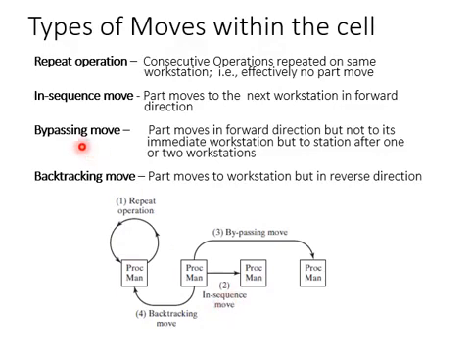The third type of movement is the bypassing move. Here the part moves in the forward direction but not to its immediate workstation, but to the station after one or two workstations. So we can see it is bypassing this station. This is the bypassing move. And when the part moves to a workstation in the reverse direction, it is known as the backtracking move, which is the fourth type.